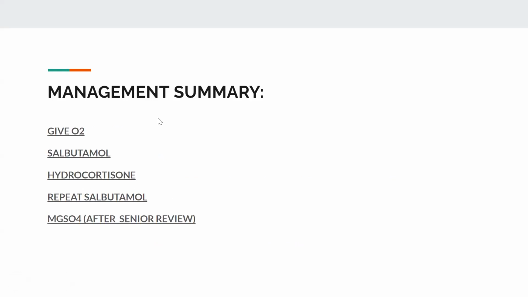So what are the main points? Let's just summarize in 1 minute. Patient presented with asthma with low oxygen saturation. You give the patient oxygen via a non-rebreather mask. And afterwards, what will you do? If you notice wheeze on auscultation, you will give salbutamol. And after giving salbutamol, what will you give in the circulation part is hydrocortisone.